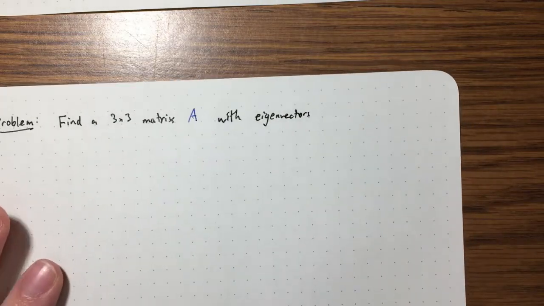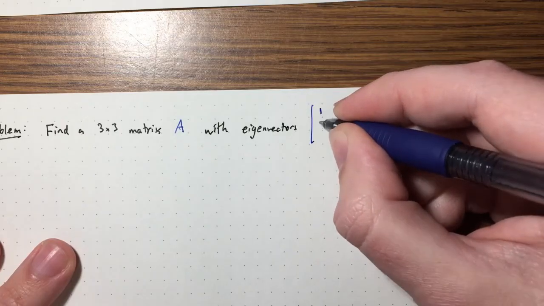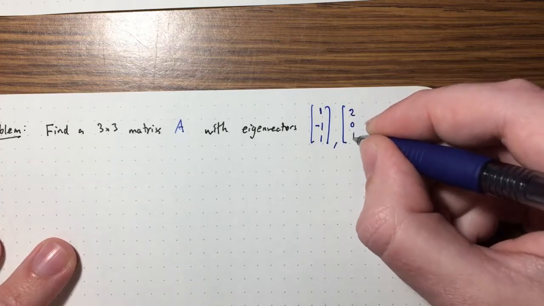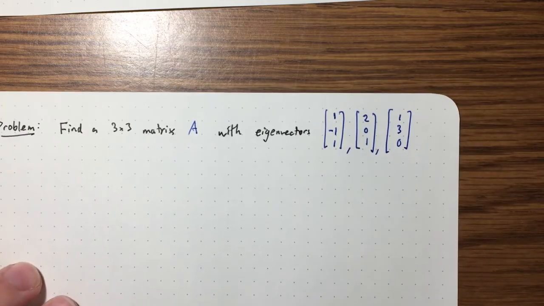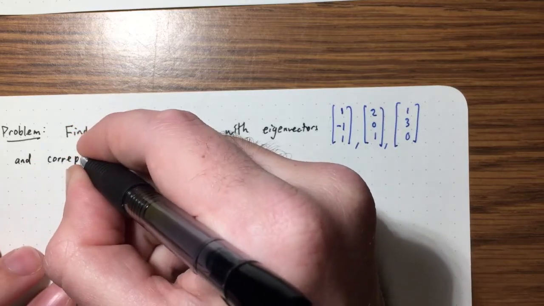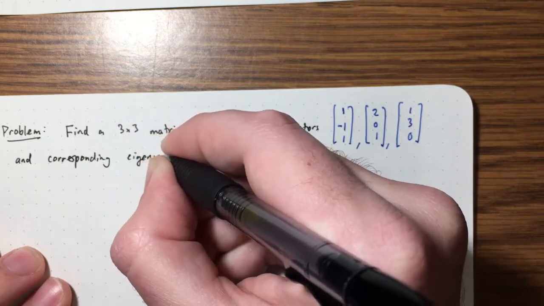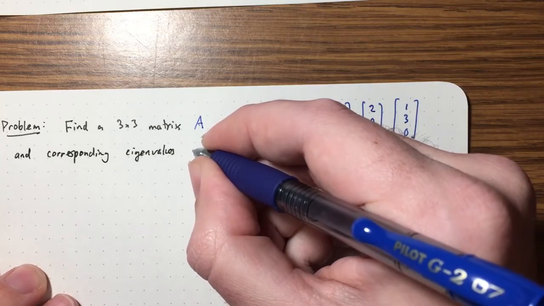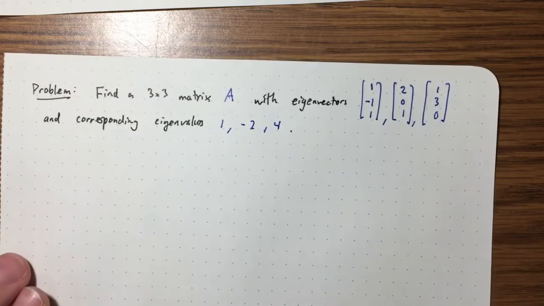So with eigenvectors, let's say, I can make it as hard as I want almost. 1, minus 1, 1, and let's do 2, 0, 1, and 1, 3, 0. And I'll tell you their corresponding eigenvalues, and I want you to choose a matrix so that they have those eigenvalues. Again, I can make it whatever I want. 1, minus 2, 4, let's say. How do we do this?